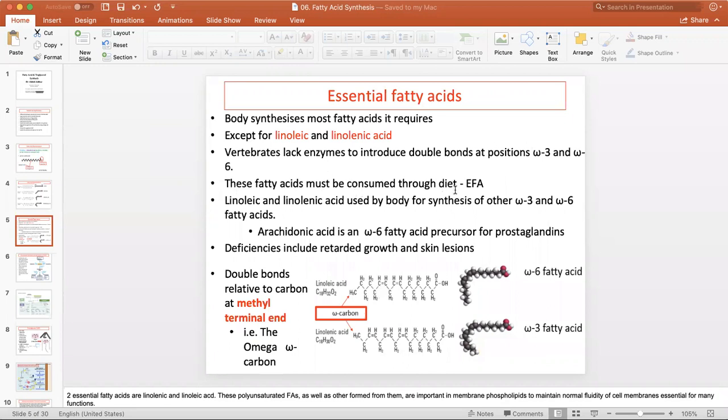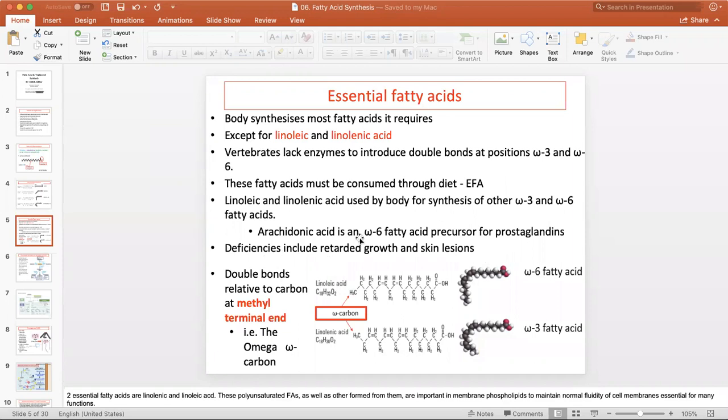These fatty acids must be consumed through our diet because these are your essential fatty acids. Linoleic and linolenic acid are used by the body for synthesis of other omega-3 and omega-6 fatty acids. When we eat these fatty acids in our diet, our body will use them as precursors to make other derivatives from them. One example is arachidonic acid, an omega-6 fatty acid precursor for prostaglandins. There are other derivatives of arachidonic acid like prostaglandins, leukotrienes, prostacyclins, and so on. We'll discuss them in the coming slides.